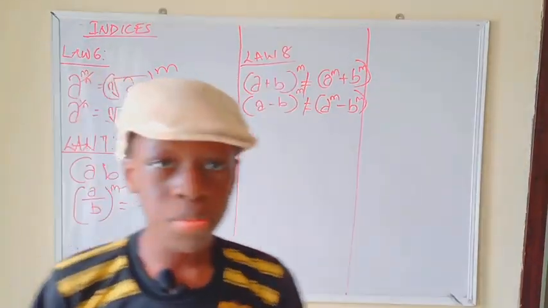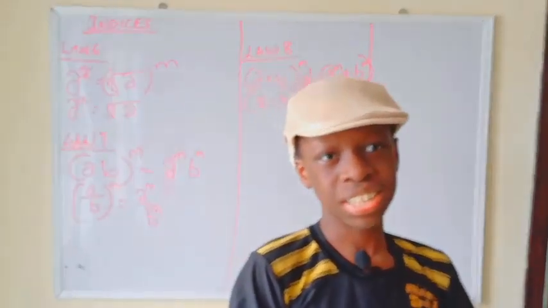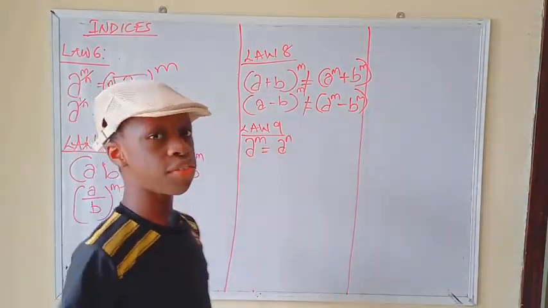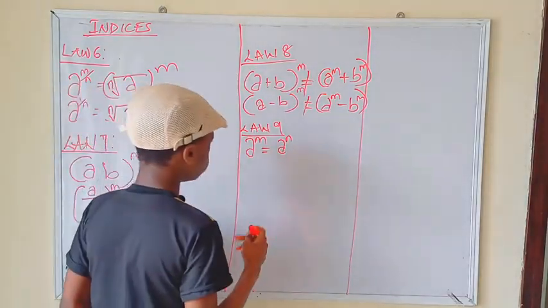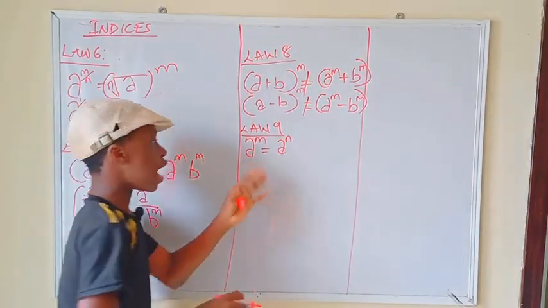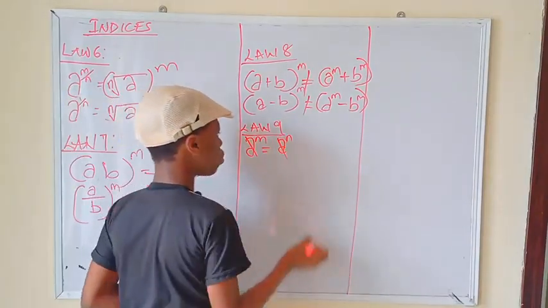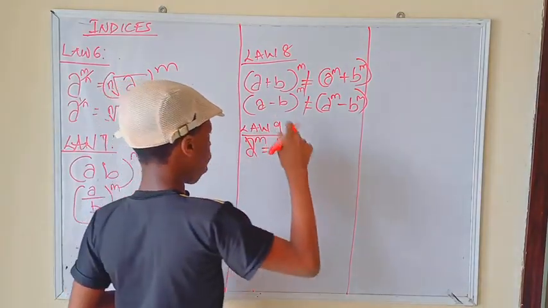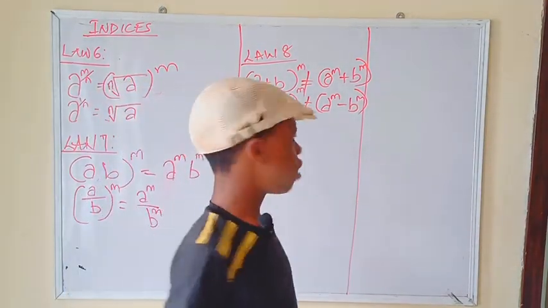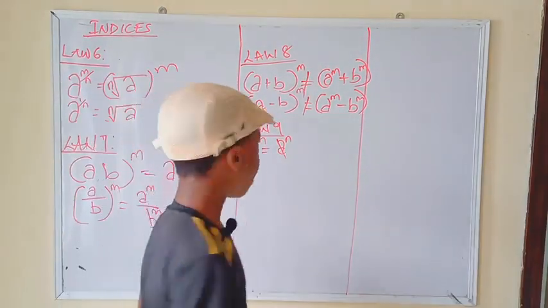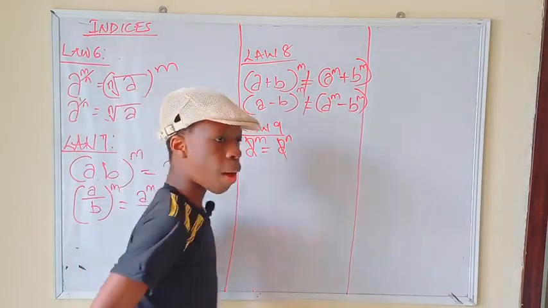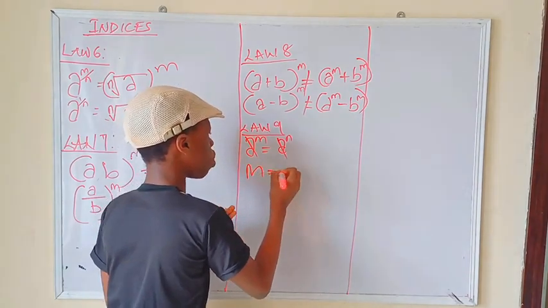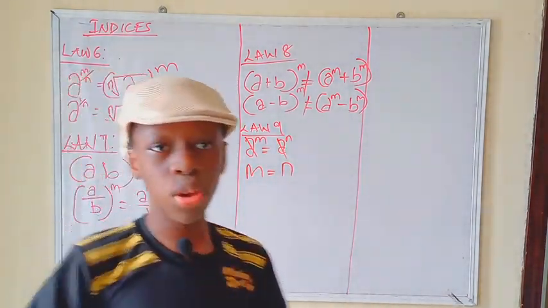Now, let's move over to law 9. This law states that a raised to the power of m is equal to a raised to the power of n. What do we do? If the bases are equal, we cancel them, leaving only raised to the power of m and raised to the power of n. But we don't write raised to the power of m equal to raised to the power of n. We change this raised to the power to a base. So our answer is going to be m is equal to n. That is how law 9 is.